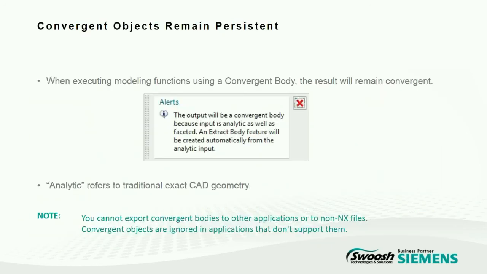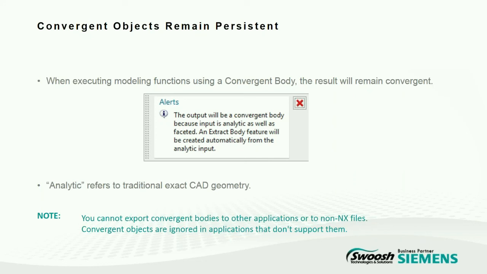As you're dealing with convergent objects, there are some limitations. When you are working with exact analytic CAD geometry and modifying or adding additional shape to that, the convergent body definition is persistent. It lets you know that whatever your result is will be a product that is convergent in its definition. And analytic is the terminology they use to refer to the exact CAD, what we're normally used to, the traditional model as we've been building them.